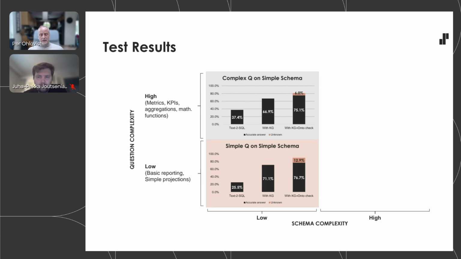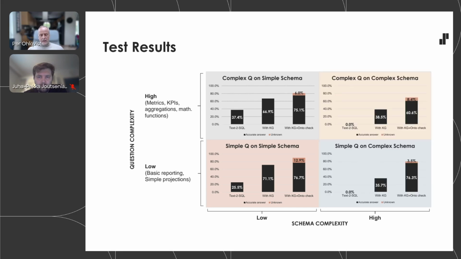Then what happens when we add the schema complexity? The text to SQL collapses into 0% accuracy. A suggested explanation is that without the semantic backbone, the LLM is forced to guess the implicit business logic and struggles with complex many-to-many relationships and multiple joins.